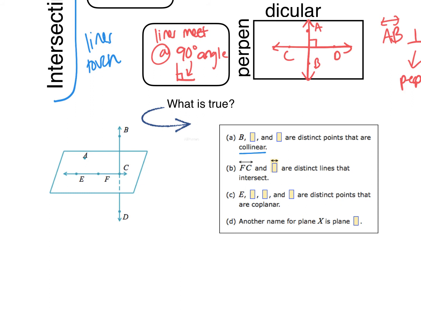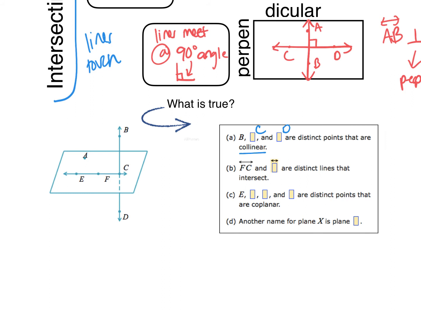So if you look at our picture, the point B lies on the same line as the point C, which lies on the same line as the point D. There are only three letters that lie with B to make a line. So the answers there would be points C and D.